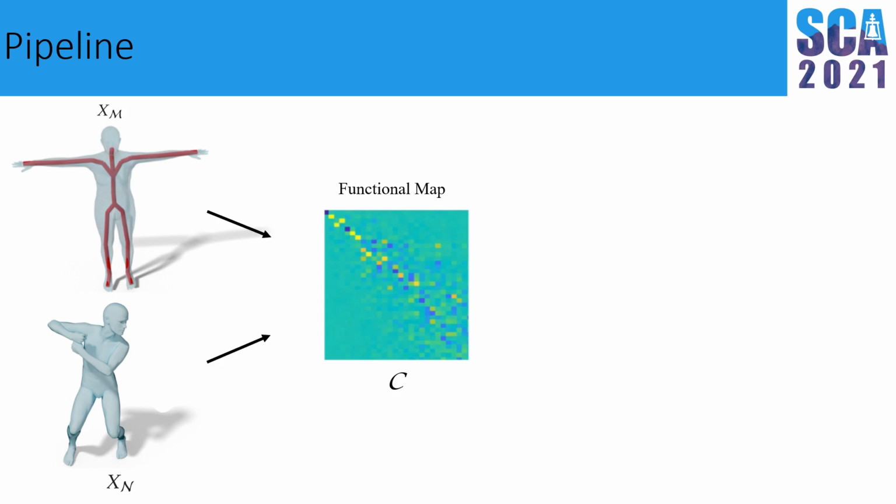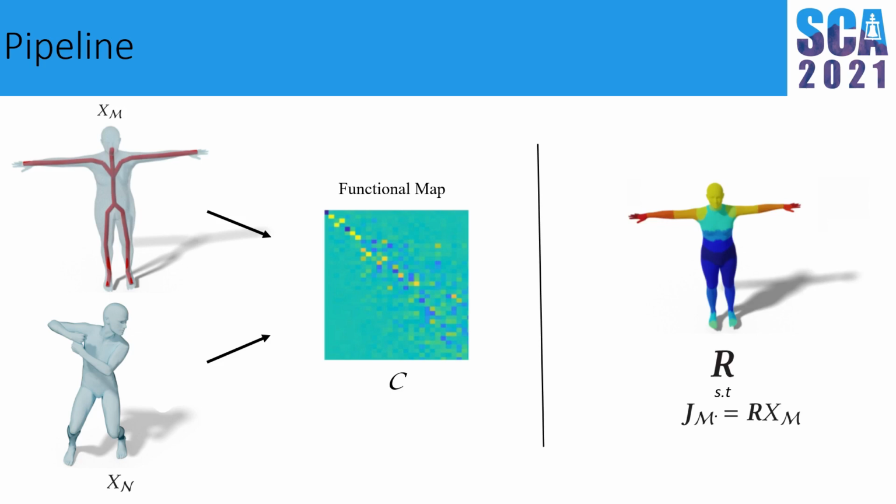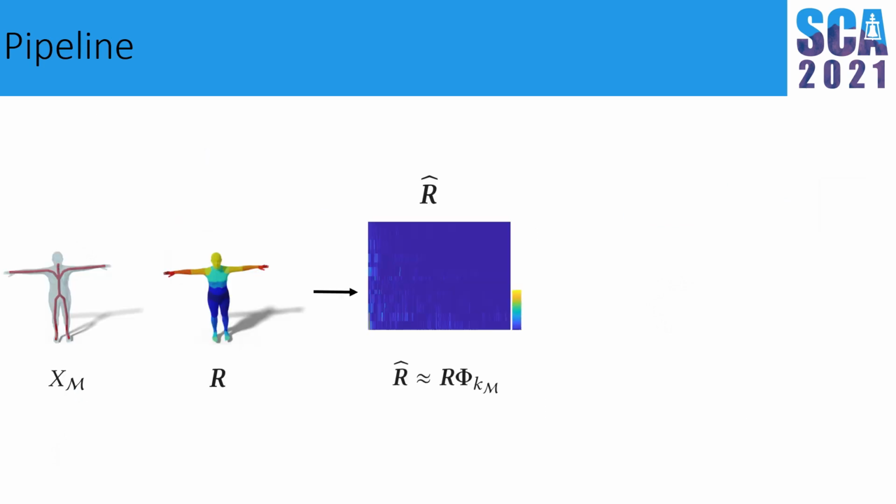Then we find, by an optimization process, an operator that applied to the 3D vertices positions of the input shapes returns the joint position. We name this operator spatial regressor. We define then what we call the spectral regressor. It works similar to our spatial regressor.